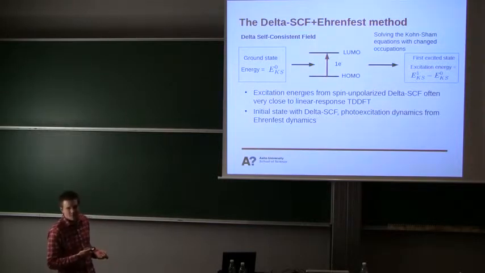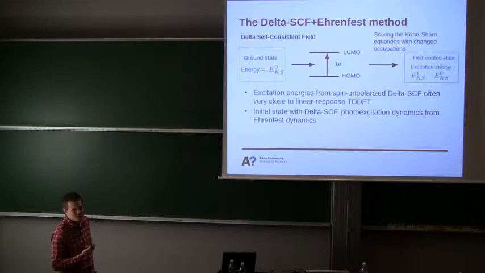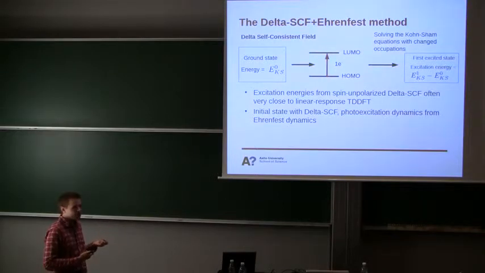So the delta self-consistent method is quite simple. We promote one electron from HOMO to LUMO and then solve the Kohn-Sham equation with a change of occupations. And in this manner we can obtain approximations of excited states.